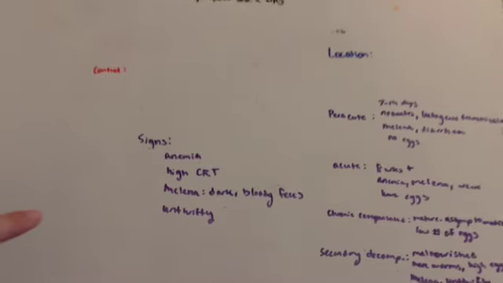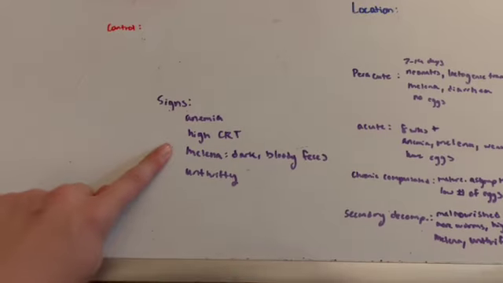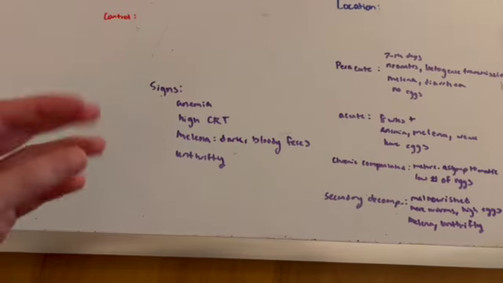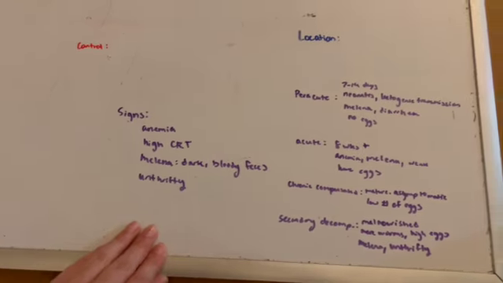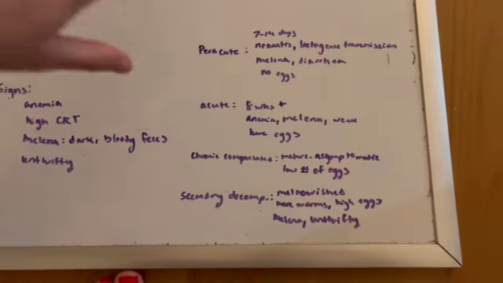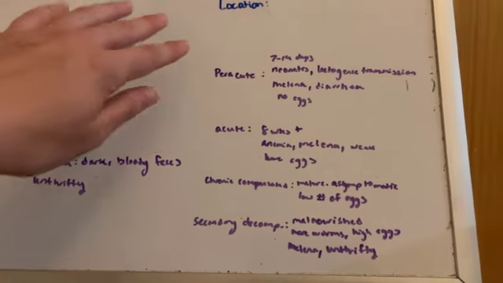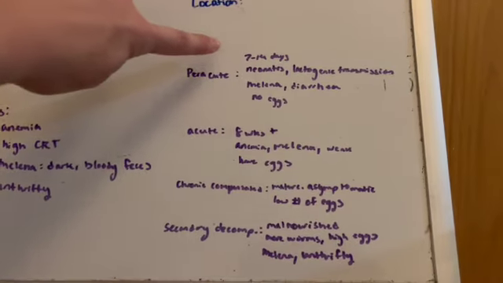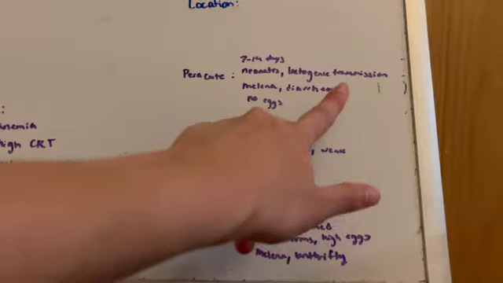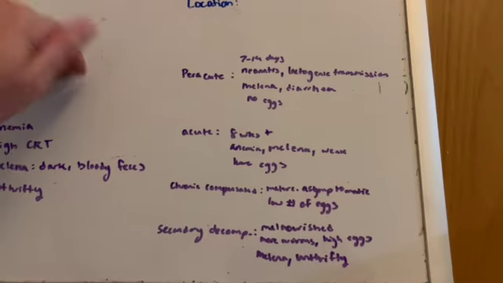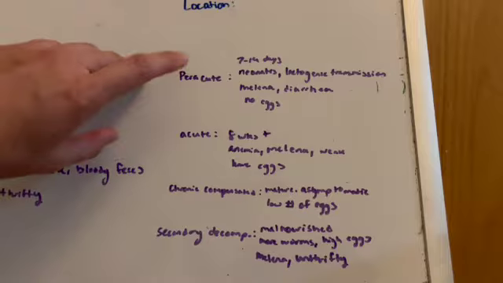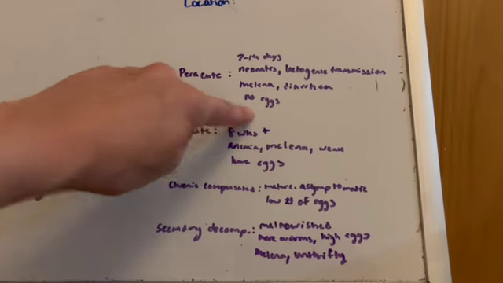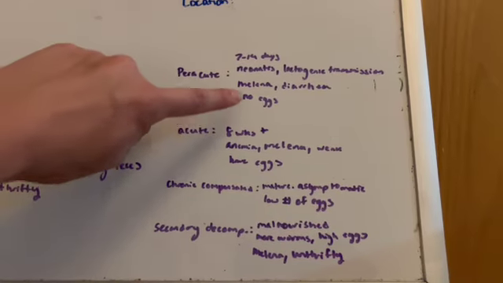So your general signs are going to include anemia, a high capillary refill time, melena, which is dark bloody feces, so it's going to be like black and tarry, and then an unthrifty appearance. But then there are different ways that it can present based off of the age of the puppy or the dog. So peracute is going to be in your neonates, so your 7 to 14 day old puppies. They can only get it from lactogenic transmission, so that means that the mom had the auto-infection that reactivated. So they'll have melena and they'll have diarrhea, but they'll have no eggs because there hasn't been enough time for it to have eggs in the feces.